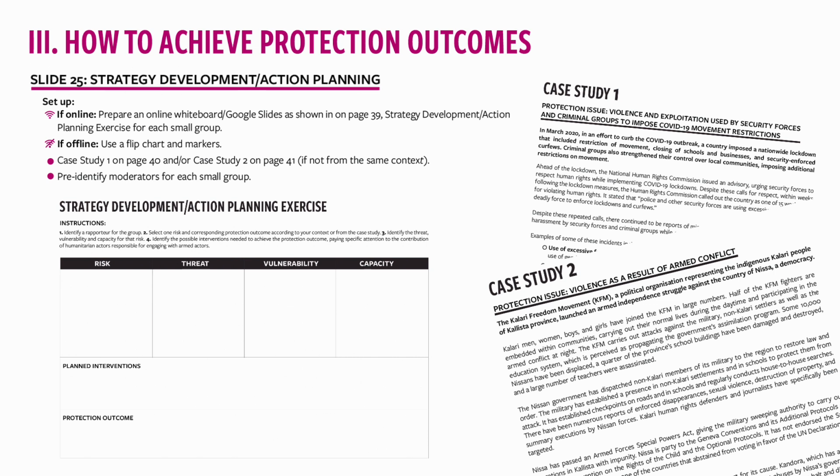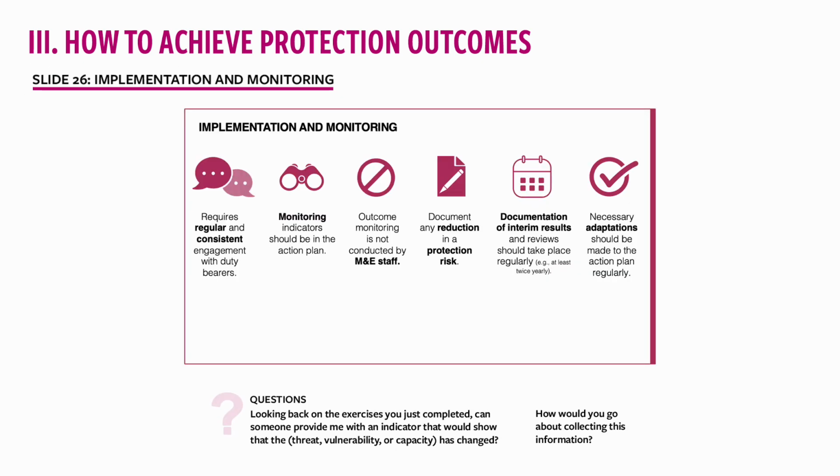While the full instructions for the exercise are in the facilitator's guide, it is important for small groups to identify one risk they will work on, identify specific interventions for humanitarians engaging with armed actors, such as SIMCORD officers and humanitarian access advisors, and identify the protection outcome they hope to achieve, basically, what a reduction in risk would look like. Most humanitarians find monitoring progress towards achieving protection outcomes daunting.